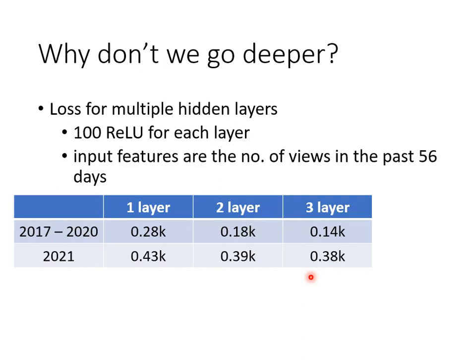Okay, so let's make it deeper. So, we actually make it deeper. 4 layers. 4 layers for the training data. Its loss is 0.1 K. On the 2021 data that haven't been read, how is it? It's 0.44 K. How could it be that we have such a miserable loss on unread data?